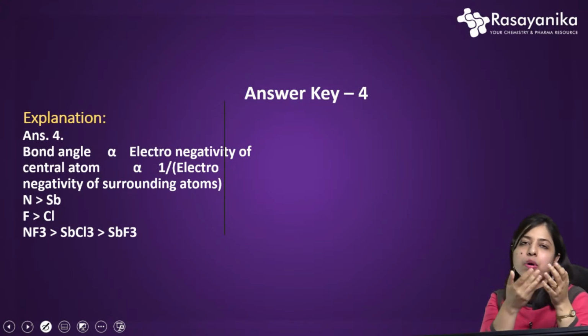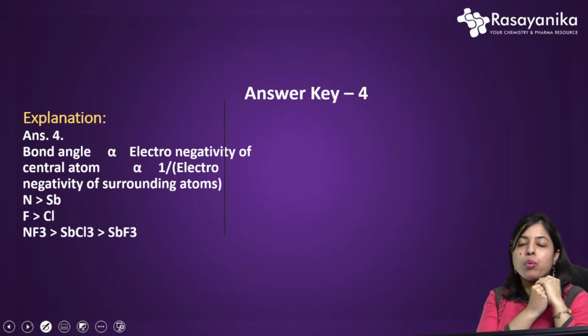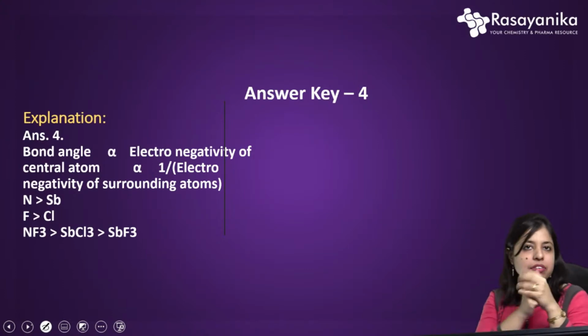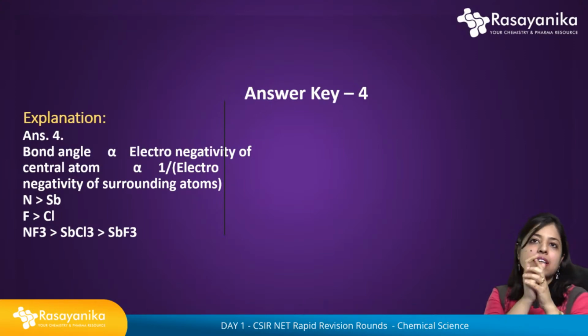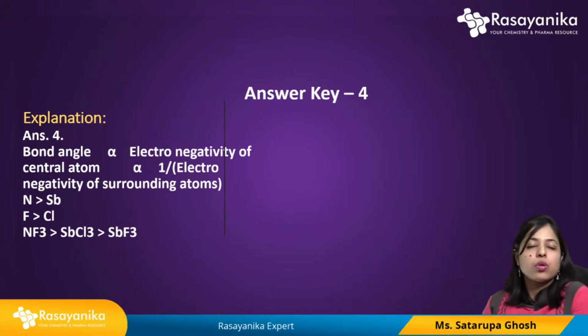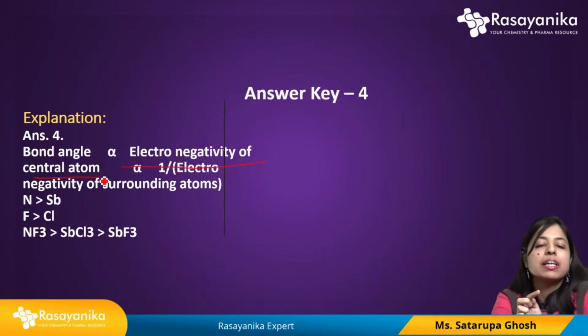We all know that according to VSEPR theory, when the electronegativity of the central metal atom increases, what is going to happen? The bond pair will be more attracted toward the central metal atom, and then the bond pair repulsion will increase and subsequently increase the bond angle. So with increase in the electronegativity of the central metal atom, the bond pair repulsion increases, which leads to an increase in the bond angle. So we can write that bond angle is directly proportional to the electronegativity of the central metal atom, right?